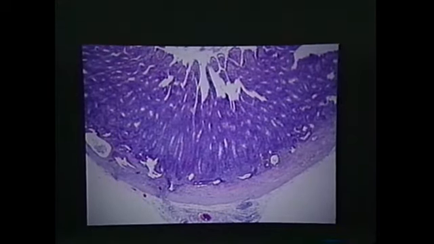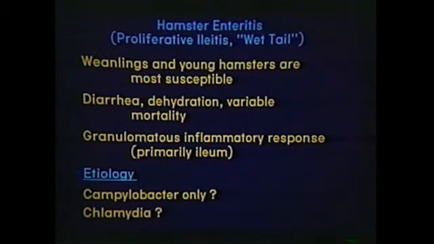Reminder that weanlings and young hamsters are most susceptible with diarrhea, dehydration, and variable mortality. And the etiology, certainly Campylobacter-like organisms are incriminated in this disease, and a chlamydial organism has also been isolated in some outbreaks of the disease. So it appears that it is multifactorial, and also there may be more than one organism contributing to the demise of these animals.